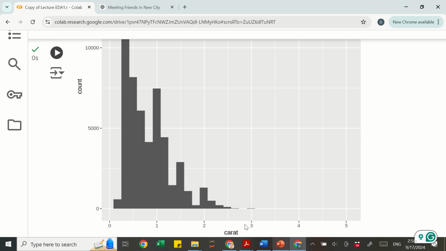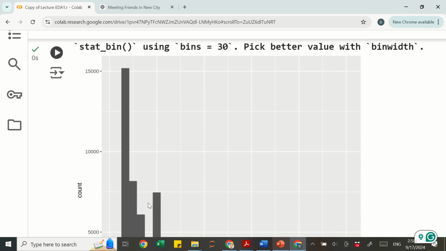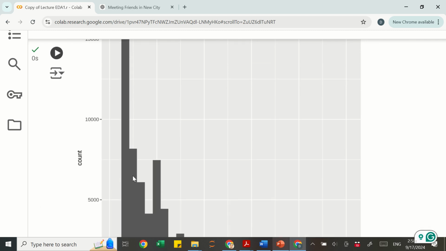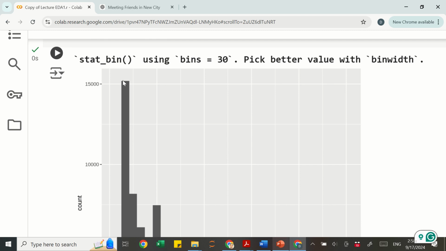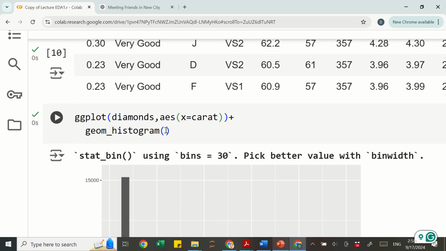Please note that most of the carat values are below 3 carats. Some of them are above, but most of them for sure are below 3 carats. What else? You can see most of the diamonds are small, below 0.5 carats, right? And you can play with the bin width. We can change it if you want, make it smaller or bigger to see different analysis. So let me show it to you.